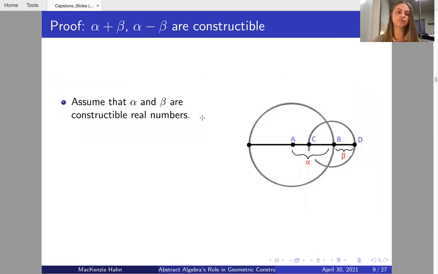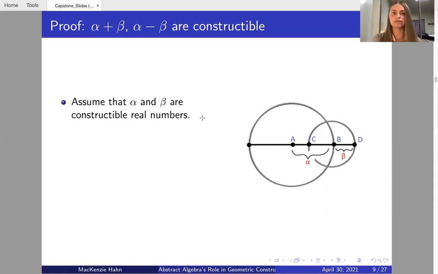We're going to start by proving that addition and subtraction of two constructible numbers gives us another constructible number. We're going to assume that alpha and beta are constructible real numbers. We can find that these arithmetic operations are constructible given any positive or negative values for alpha and beta, where alpha and beta are constructible. In this case, we're just going to assume that alpha and beta are positive because the case where the numbers are negative follows very similarly.